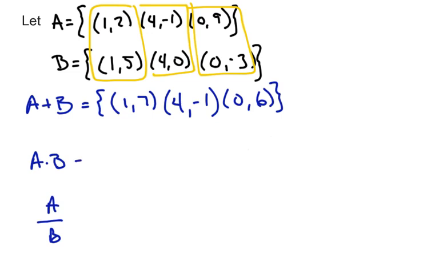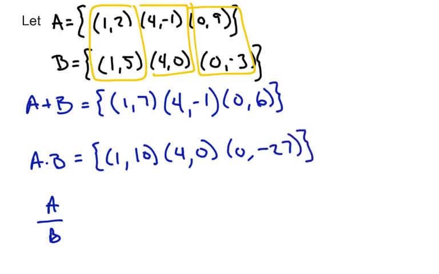And there's our solution. If we're going to multiply the same thing, you look at the 1s and multiply the y coordinates together. Then we look at the 4s and multiply the y coordinates together. And then we look at the 0s and multiply the y coordinates together. And there's our set.